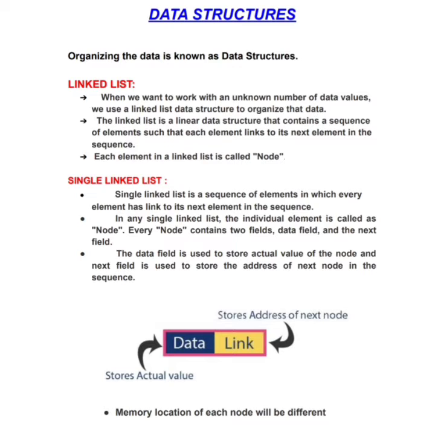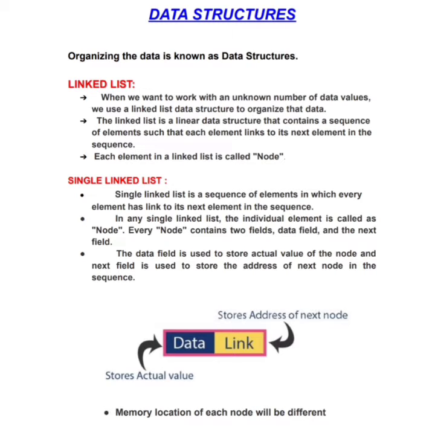When we want to work with an unknown number of data values, we use a linked list data structure to organize the data. In case we don't know how much data is stored, if the data will increase dynamically, we should allocate memory dynamically. That time we have to go to linked list. If we know the definite number of data, we have to go to array. So this is the difference between array and linked list.